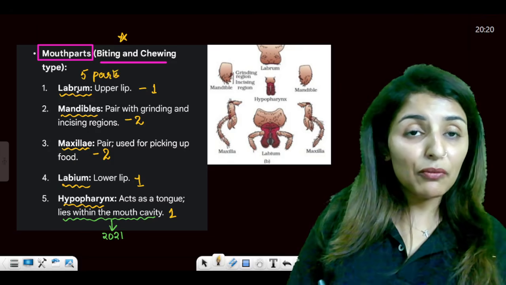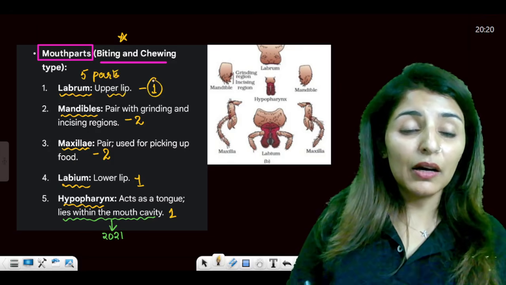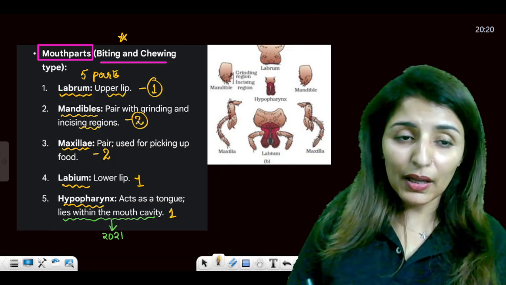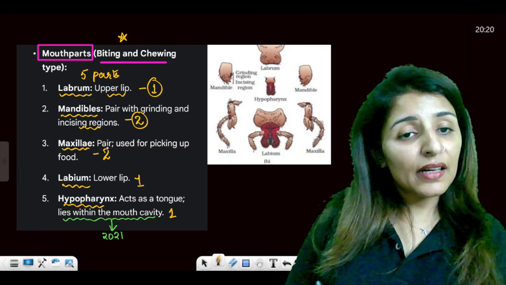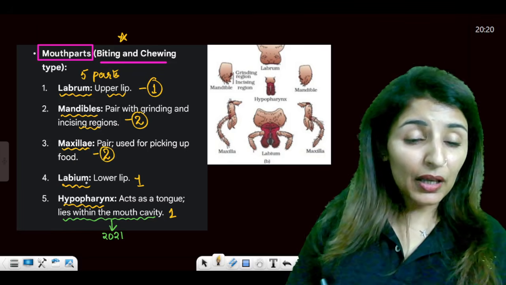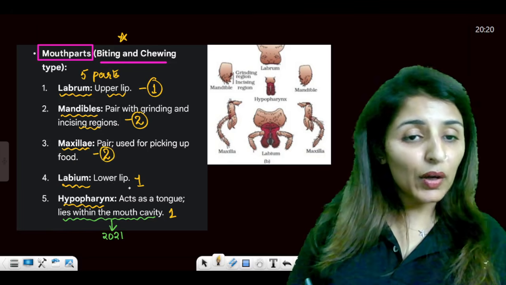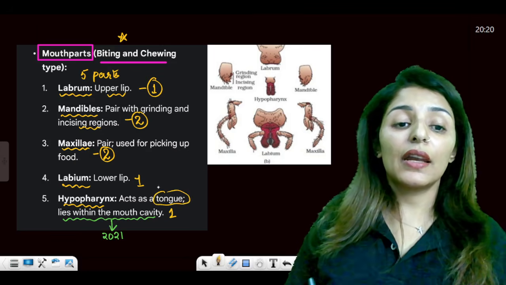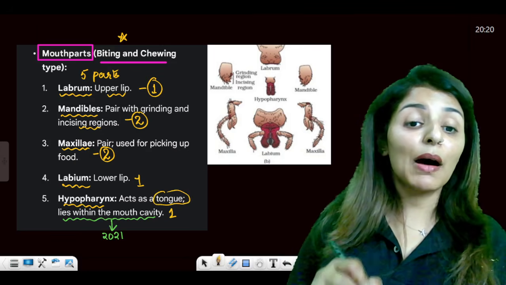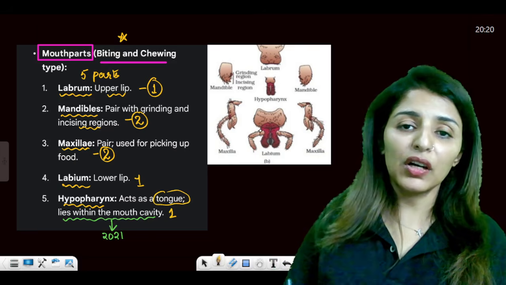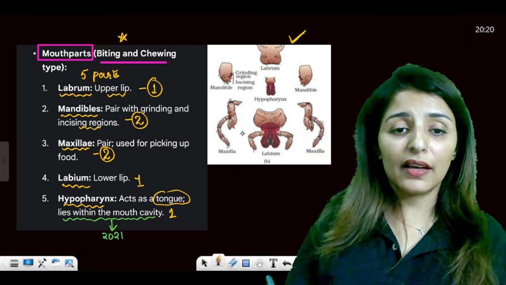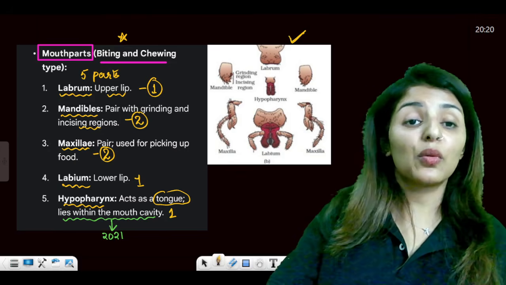First is labrum, which represents the upper lip, one in number. Mandibles are actually the grinding and incising regions, two in number. Maxillae are again paired or two in number, used for picking up the food. Labium is the lower lip, and hypopharynx represents its tongue. Now, hypopharynx lies within the mouth cavity. It is surrounded by the rest of the mouth parts, as we can see in this diagram. Now, this point was asked in 2021.